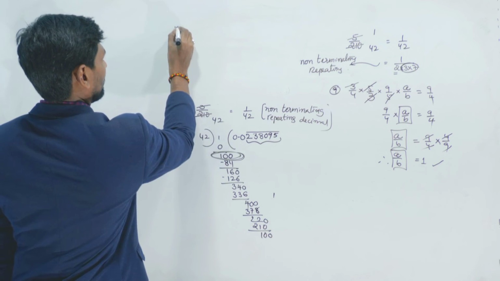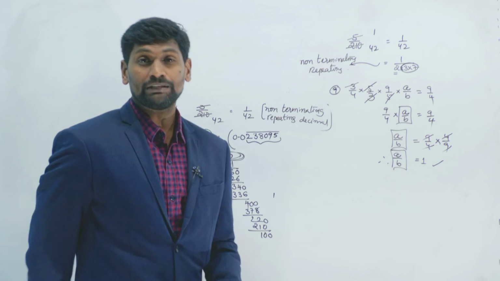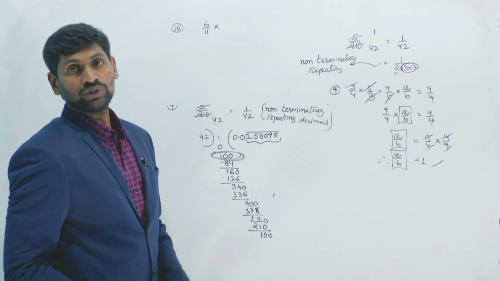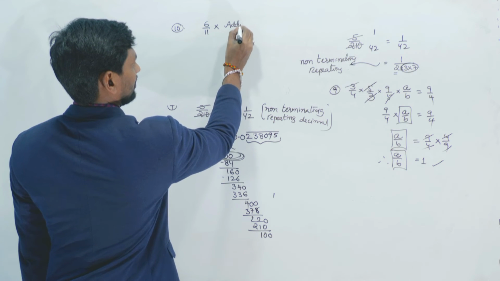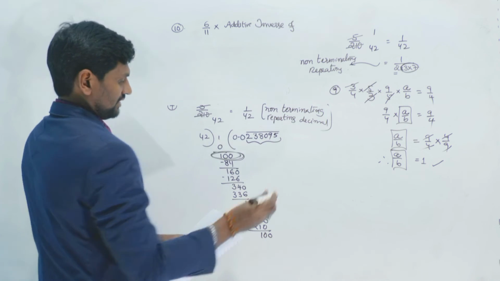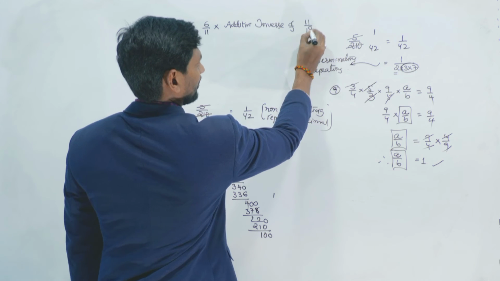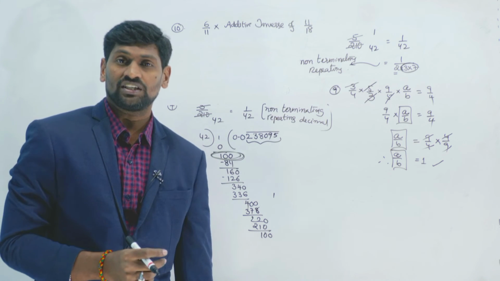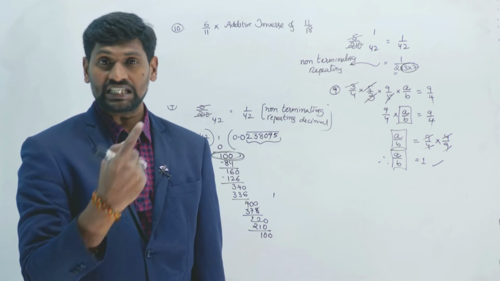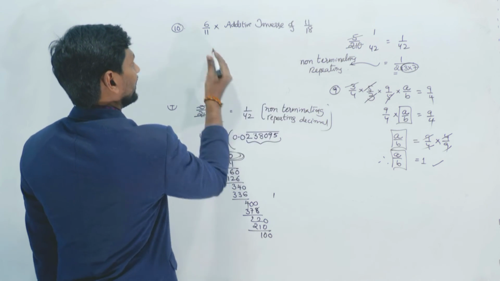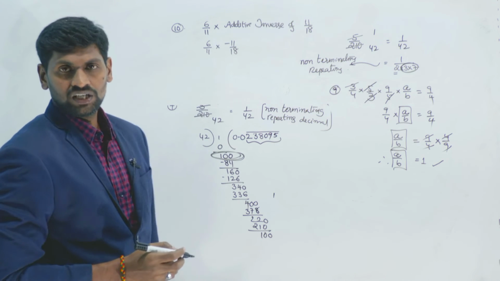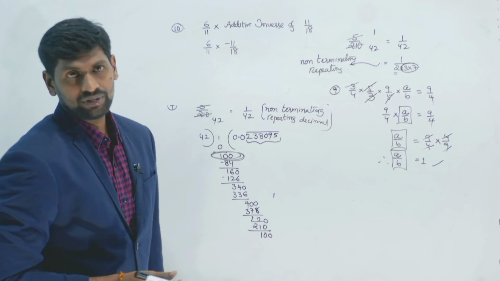So problem number 10: multiply 6 by 11 by the additive inverse of 11 by 18. What is the additive inverse of 11 by 18? For every positive rational number, there exists a negative rational number. For 11 by 18, the additive inverse is minus 11 by 18.